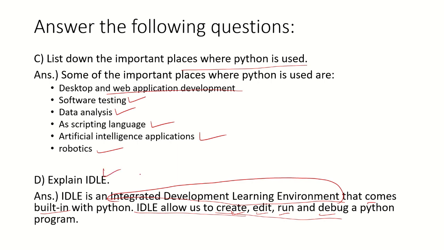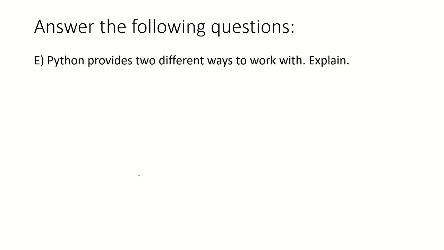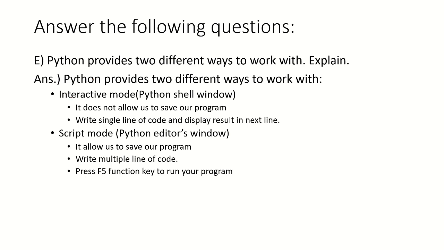Now the next question is, Python provides two different ways to work with. I have explained in my previous video about two different modes of Python. The first one is interactive, second one is script mode. And what do we call them? Interactive mode is also known as Python shell window, and script mode is also known as Python editor's window. So what is the difference between these two?